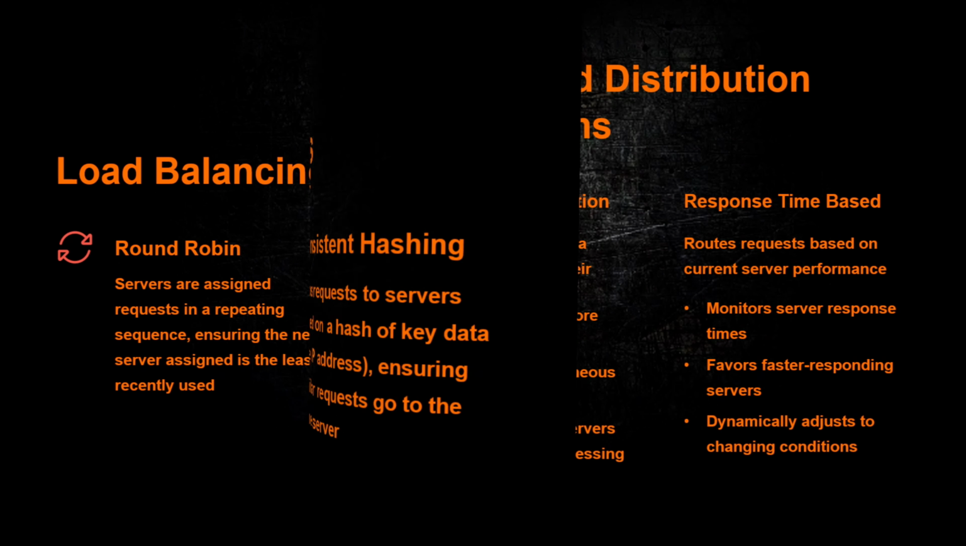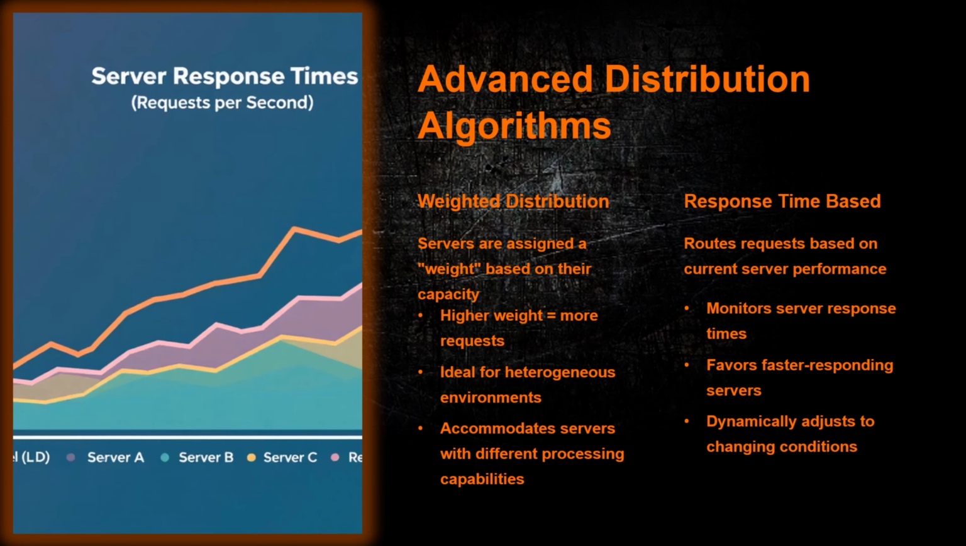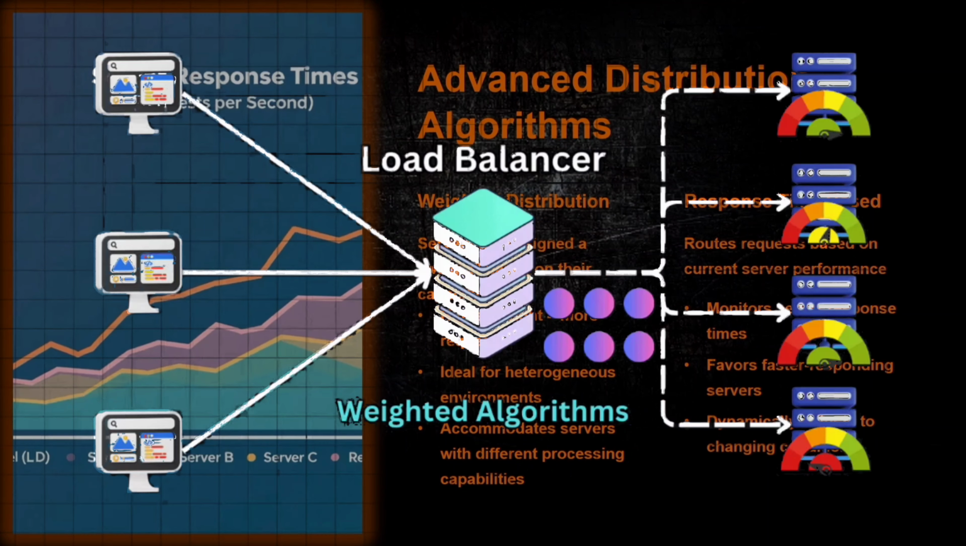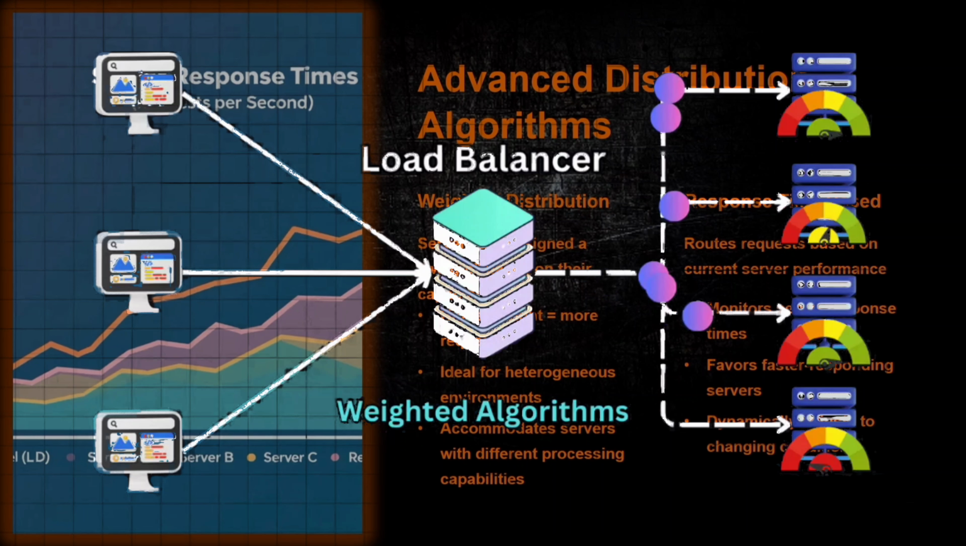Okay, now let's take it up a notch. We have already covered basic strategies like round robin and least connections, but what if your servers have different capabilities or varying performance? That's where advanced load balancing algorithms come in. Imagine you have got a mix of powerful and less powerful servers. You don't want to treat them all equally, right? With weighted distribution, each server is assigned a weight based on its capacity. A higher weight equals more requests.